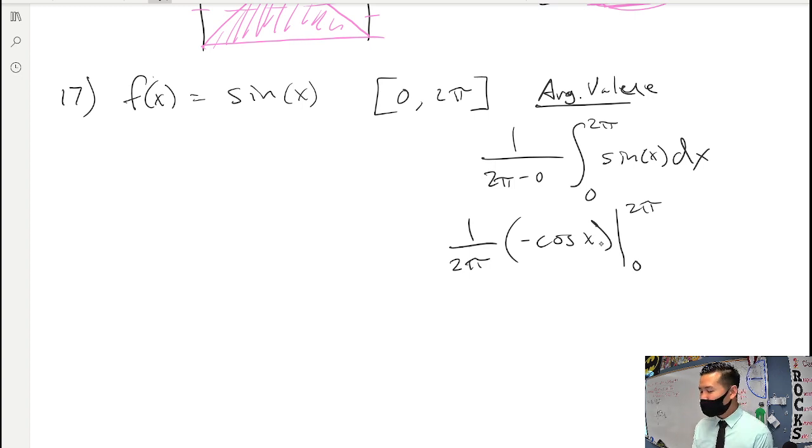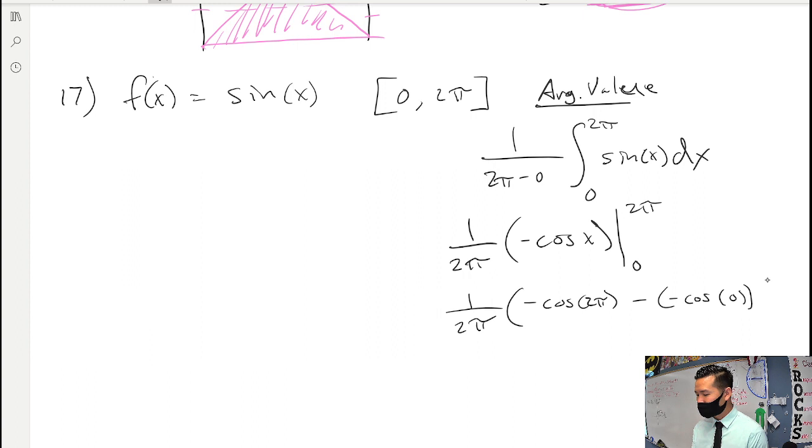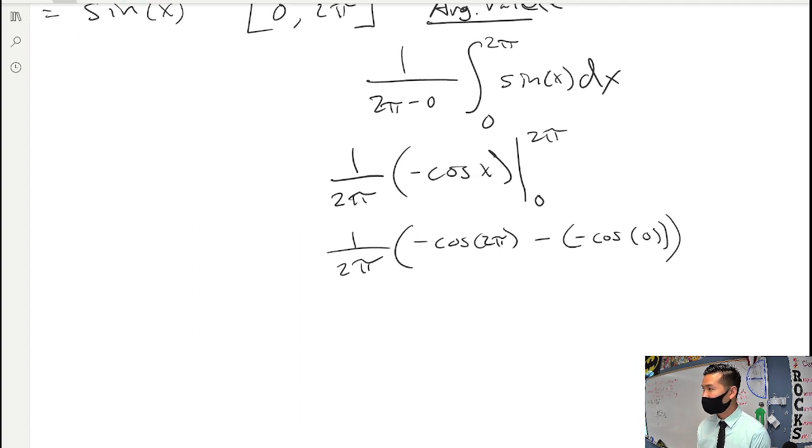But check this out. Do you know what the value of cosine of 2 pi is? It is just 1. So it's going to be negative cosine of 2 pi, which is just a 1, minus negative cosine of 0. Do you know what cosine of 0 is? It's just 1. There are 2 negatives there: I've got that negative sign there, and that negative sign there, and I'm subtracting the 2 of them.